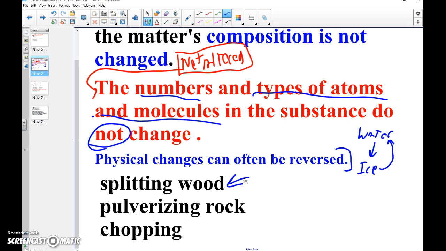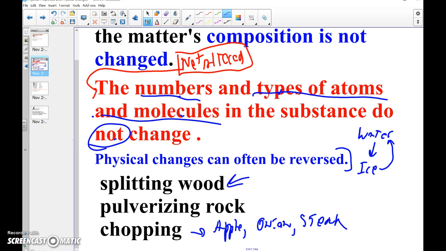Same thing with chopping. Now, I know you're thinking to yourself, well, you already said splitting wood, but couldn't you chop an apple? Couldn't you chop an onion? All right? Couldn't you chop a steak? And guess what? If you cut it, it's still an apple. It's just an apple in multiple pieces. It's still an onion. It's just an onion in multiple pieces. It's still a steak. It's just a steak in multiple pieces. And that's important to realize, that what's going on here is that these things are remaining the same because the numbers and types of atoms and molecules are not changing. That's the key for a physical change.